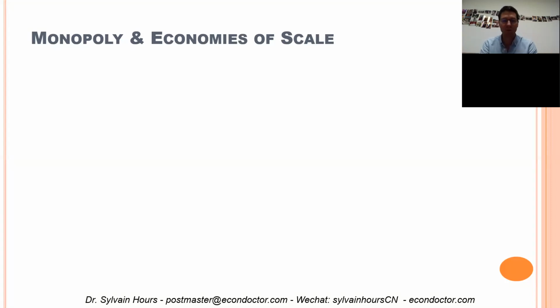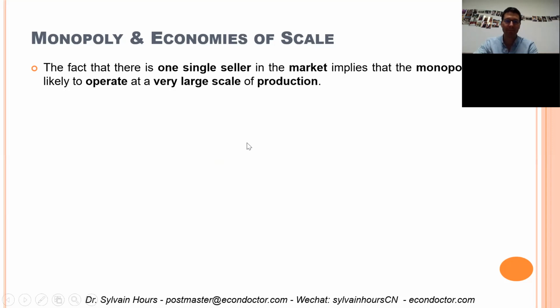As soon as you just have few firms that produce a large output, then each firm is likely to benefit from economies of scale to produce at a lower average total cost, and therefore with a lower cost of production, they might be able to charge lower prices to the consumer. So this is a clear advantage of a monopoly.